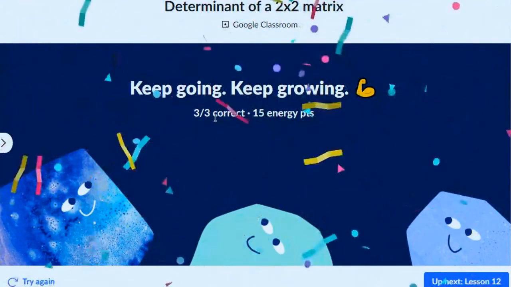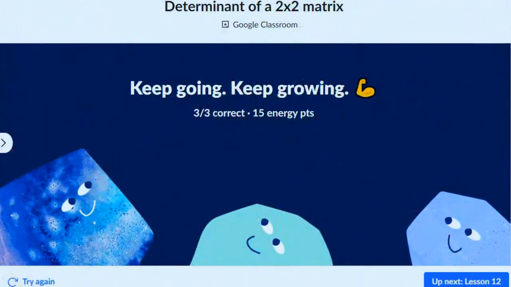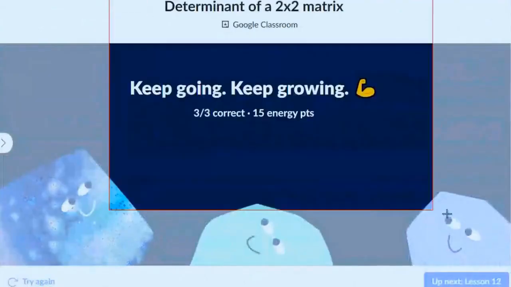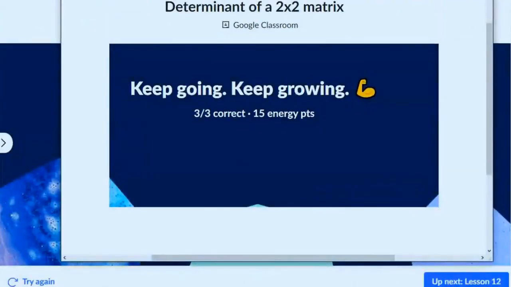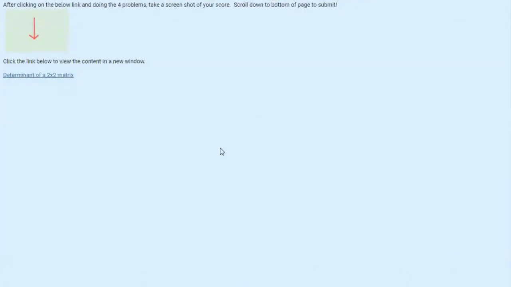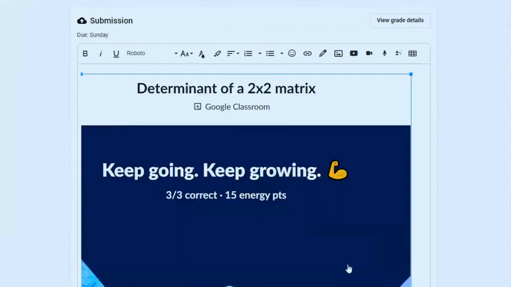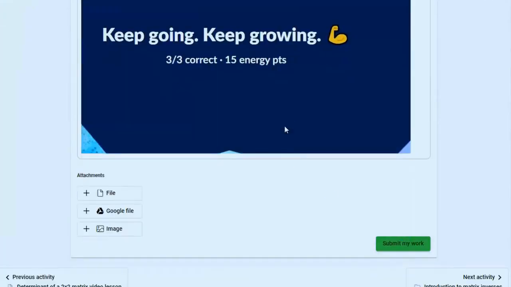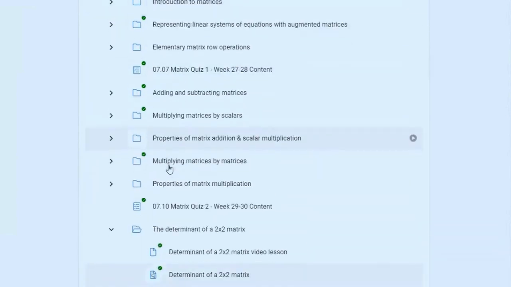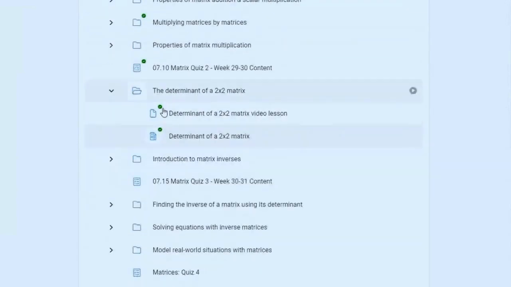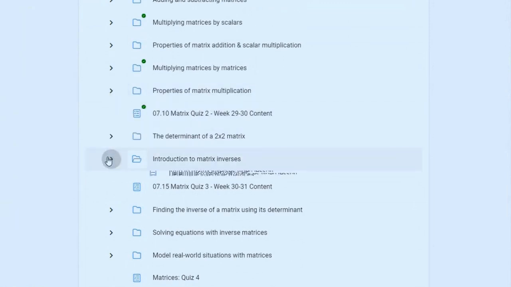It says I got 3 out of 3, but the last screen said I had 4 out of 4. That's just kind of weird. So I would take that, screenshot it, turn it in, say, okay, I got my work done. All right, let's go back and look at our next thing here. Okay, so that's the determinant. And remember, we need to know how to do that for the inverses that we're about to look at now.